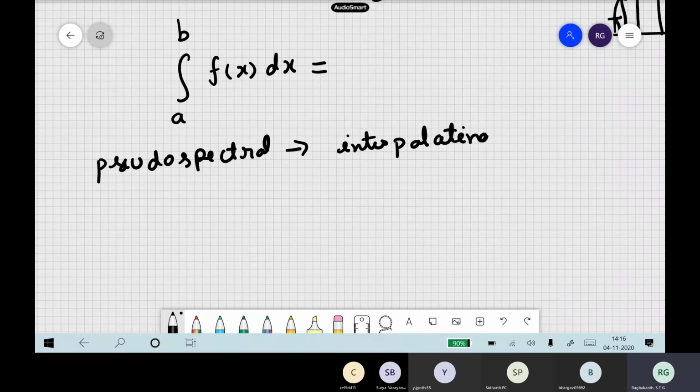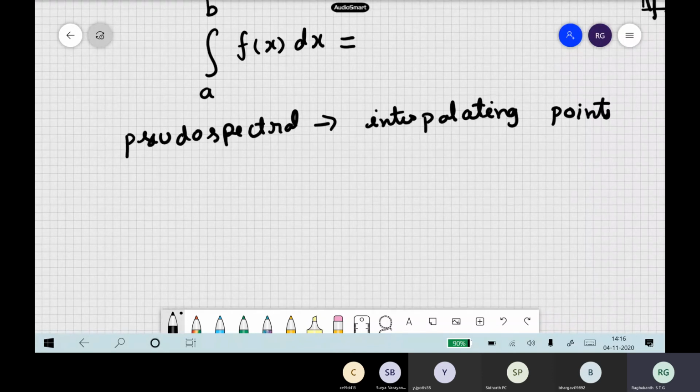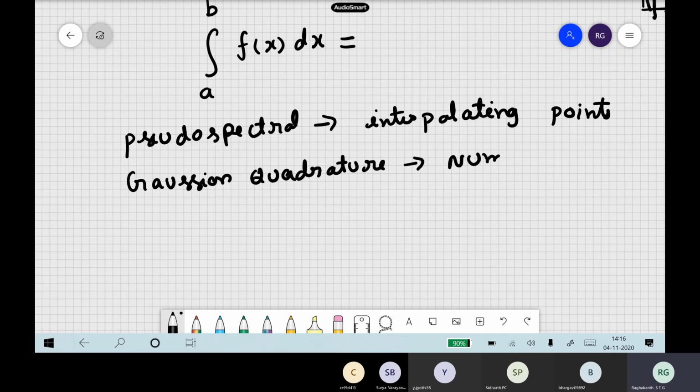Okay, so these interpolating points, where you are interpolating the function, also become very important here. Generally, like last class I told you, you would have heard of Gaussian quadrature in your finite element or numerical methods courses. For numerical integration, people generally use this Gaussian quadrature.